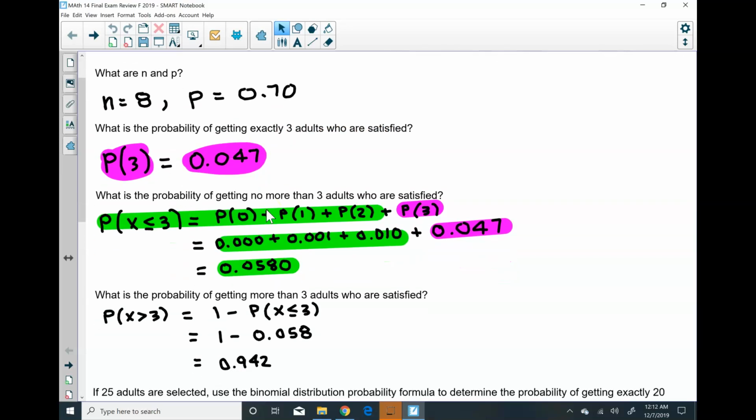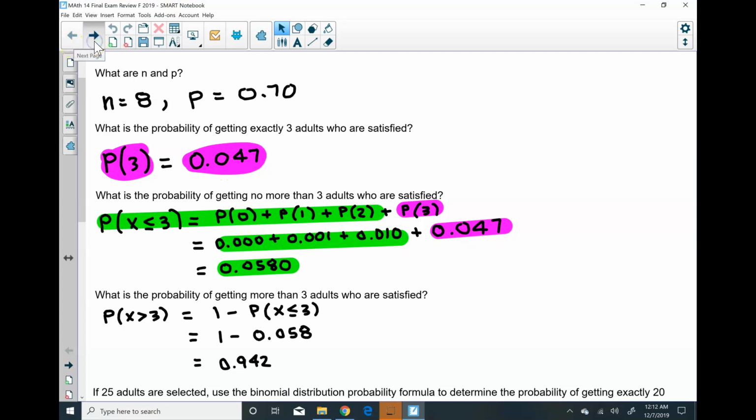Now, if you move on to the next question, it's saying what is the probability of getting no more than 3 adults who are satisfied? So that means we're looking for the probability of all the values that are less than or equal to 3. So we're looking for the probability of exactly 0 plus the probability of exactly 1 plus the probability of exactly 2 plus the probability of exactly 3. Now we've already found that the probability of exactly 3 was in the previous question, which is 0.047. And then we need to add the other 3. So let's take a look at that.